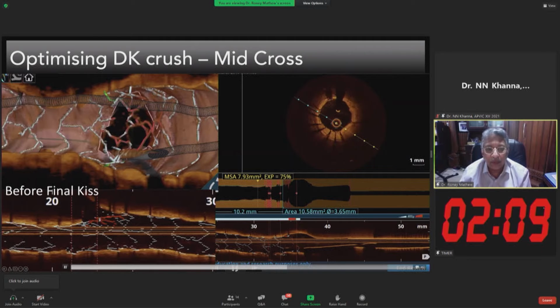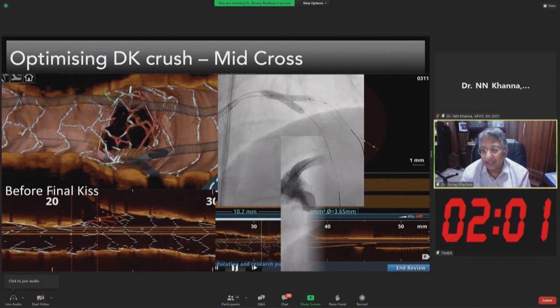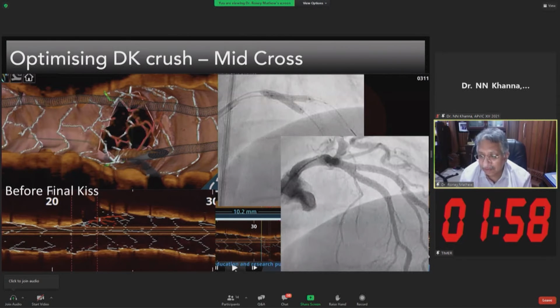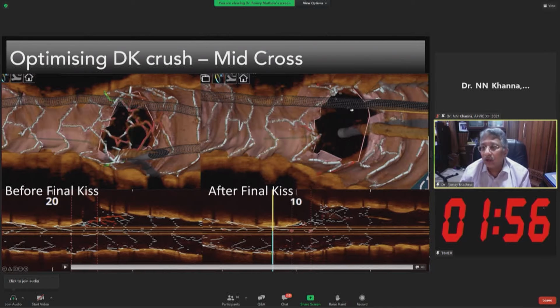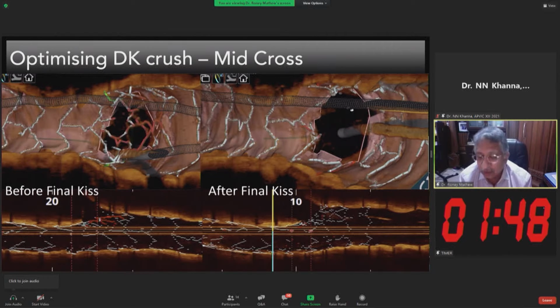You look at the wire going, it's not going proximally here, but it goes mid. The advantage of it going mid is when you open this with a kiss, not only is the angiography result good, you find a lumen that is well opened with no metallic neocarina. Therefore, when you do a DK crush, you do a mid cross. So to recapitulate, if you're going to do a provisional stenting, always a distal cross. If you're doing a two-stent strategy with a crush, always do a mid cross. And that is where you get the best results.